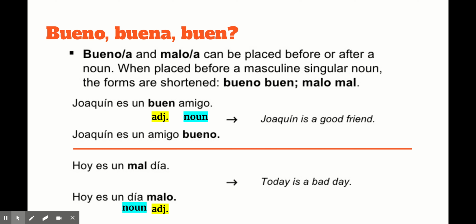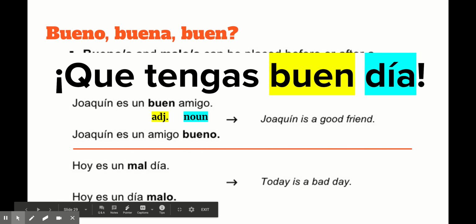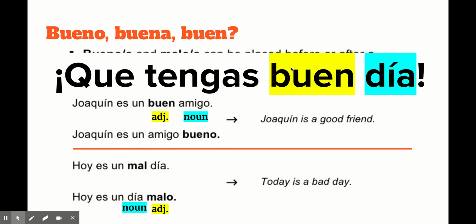You have seen this before. You have seen it every single day in my class. You just don't even know it yet. Every single day when you leave my class, you tell me and everybody else, tell one person, right? You say, que tengas buen día. What? Right? We've been using this word buen before. Why did I put buen right here? Why didn't I put bueno?